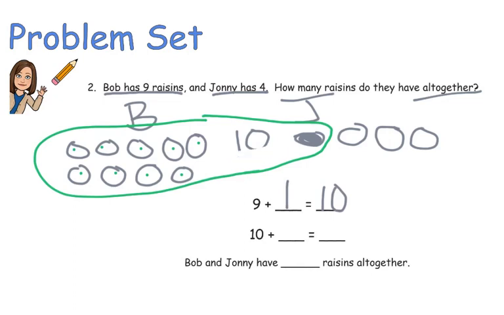Now let's look at the next equation. It says 10 plus. So now we're going to use this group of 10 to figure out how many altogether. So we have 10, and now we need to include these circles here, the leftovers. So we have 1, 2, 3. So 10 plus 3 equals how many?